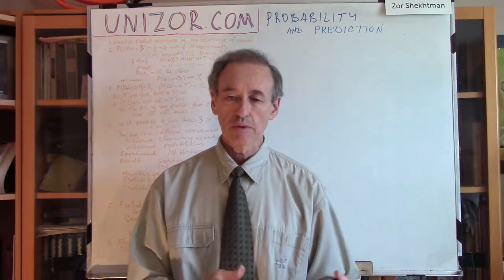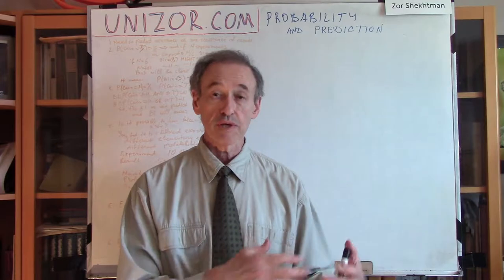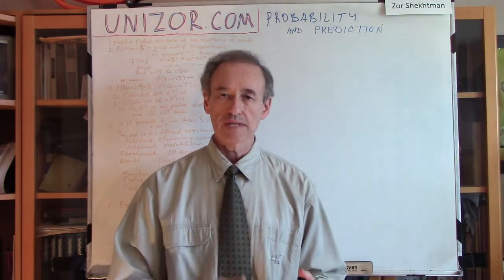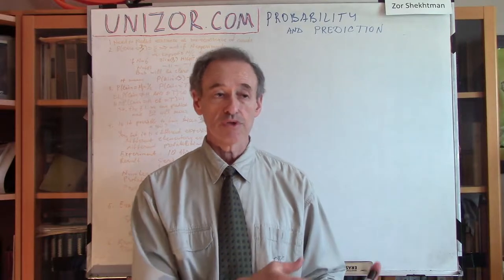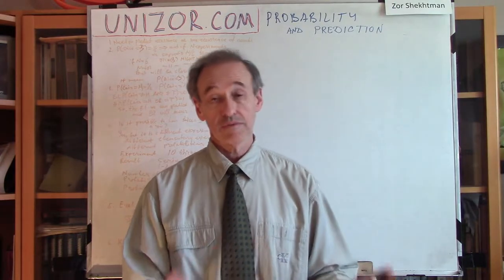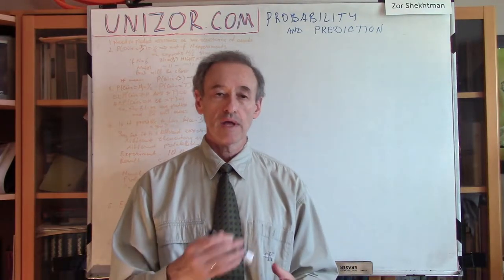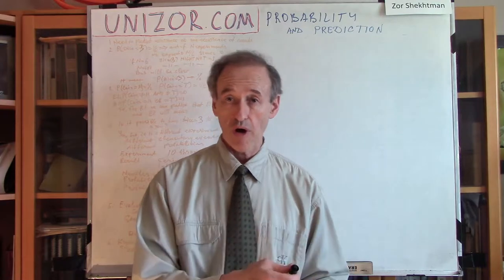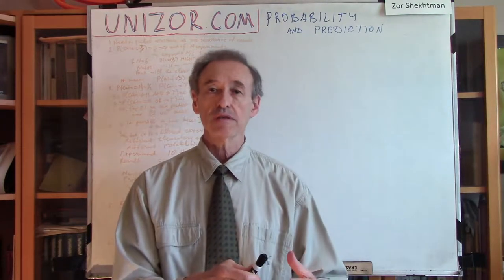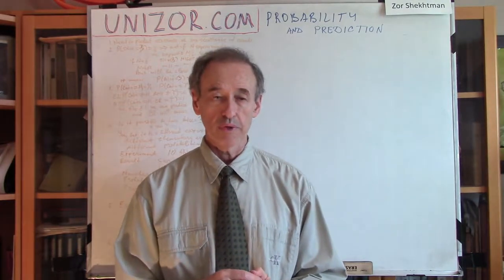The previous two lectures were about two different approaches to probability. One is frequency-based. If you are repeating the same experiment under the same conditions again and again and observe whether a certain event occurred or didn't occur, and then use the frequency, the number of occurrences divided by the total number of experiments, if this number tends to some number, then that number can be called the probability.